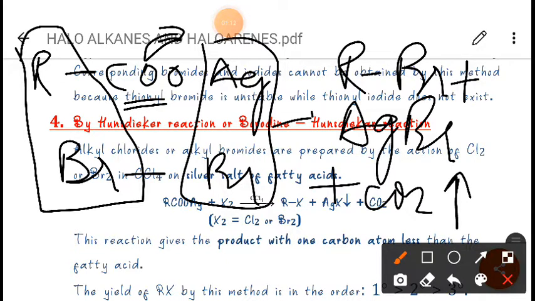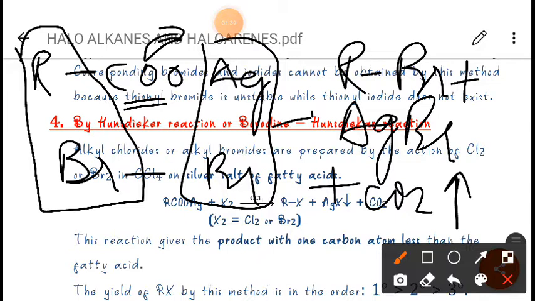So this type of reaction is called the Borodin-Hunsdiecker reaction. How can we define this? We can define it like this: bromoalkane can be easily prepared by heating the silver or lead salt of an acid with Br2 in the presence of CCl4. This bromo-decarboxylation is called the Borodin-Hunsdiecker reaction, okay?